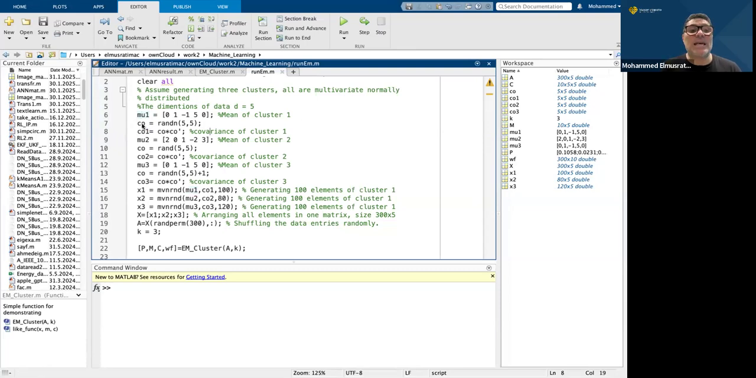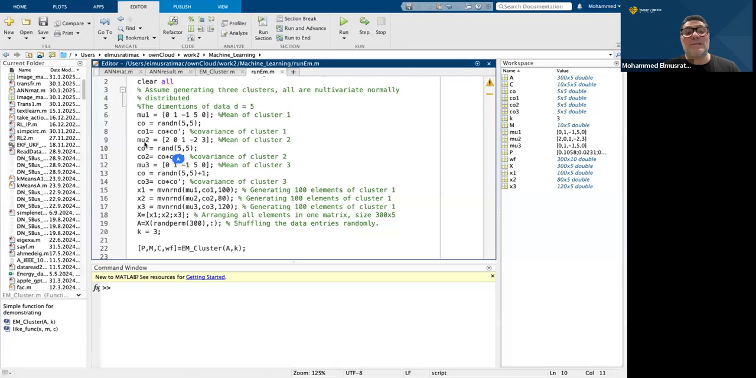Okay, so in this case, I define the mean of cluster 1. It is 0, 1, minus 1, 5, 0. And the covariance of cluster 1, I just generate a random number 5 by 5, but we know that the covariance should be a symmetric matrix. So I multiplied the covariance by its transpose. So I have now a symmetric matrix. It is a random matrix, okay?